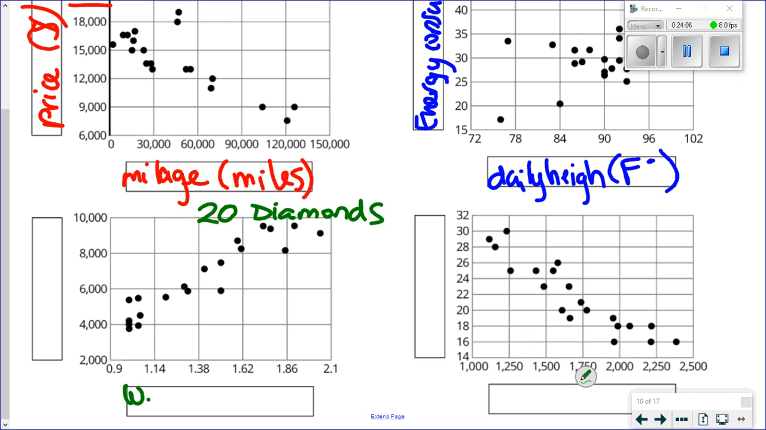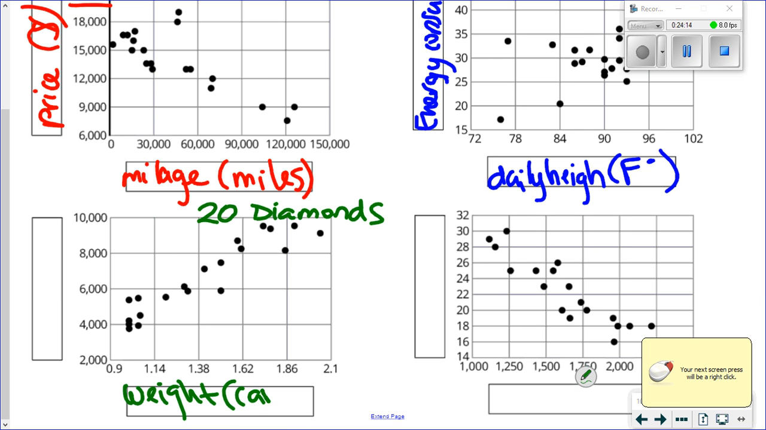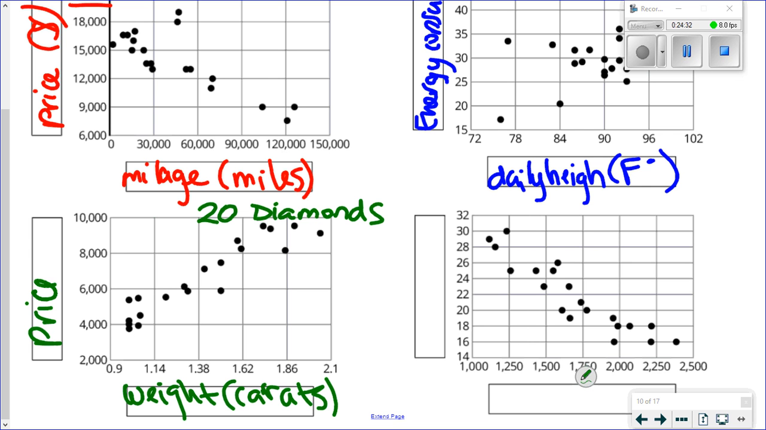So I label the x-axis weight, and I should put that in parentheses, our units of measurement is carats, right? And then, oh, that's 1, not 2, sorry. Then after that, that would mean my y-axis should be labeled price in dollars.